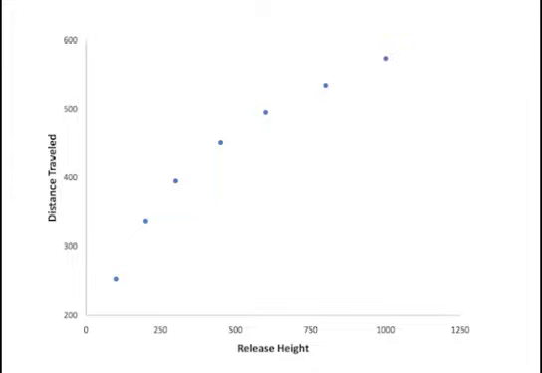Not all scatter plots show linear relationships. This figure shows the results of an experiment conducted by Galileo on projectile motion. In the experiment, Galileo rolled balls down an incline and measured how far they traveled as a function of the release height. You can see that the points do not fall in a straight line. If you drew a line connecting the lowest point and the highest point, all of the remaining points would be above the line.